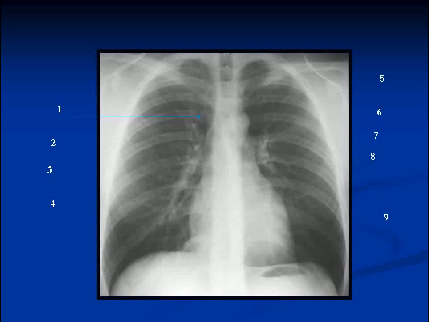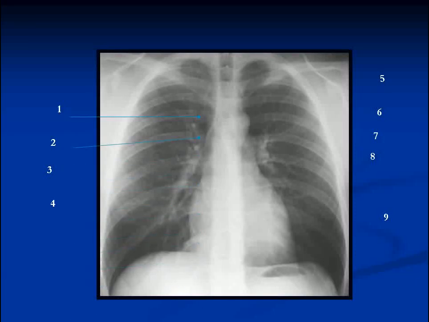Now the reason we see this line is because it's an interface between air and soft tissue. If there's no interface, if there's no air next to the mediastinum, we will not see the structure. So this line comes all the way down from the neck right to the region of the right atrium, and that line is formed by the superior vena cava.